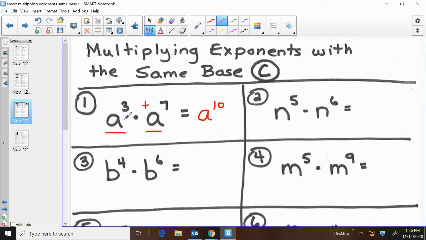So again, how do we get there? A to the 3rd times A to the 7th equals A to the 10th. We got there by noting that our bases were the same and keeping it the same. And then we did add the exponents. 3 plus 7 is 10.